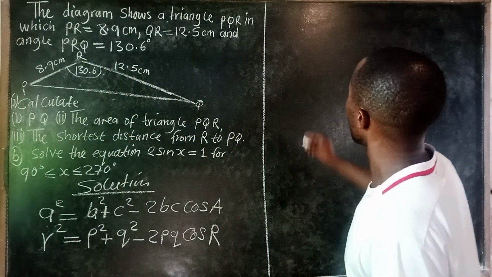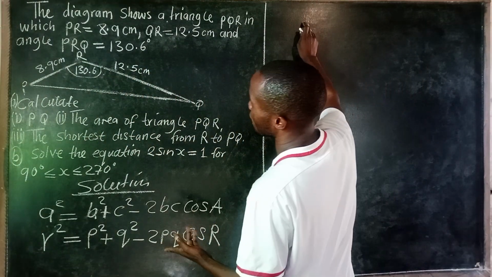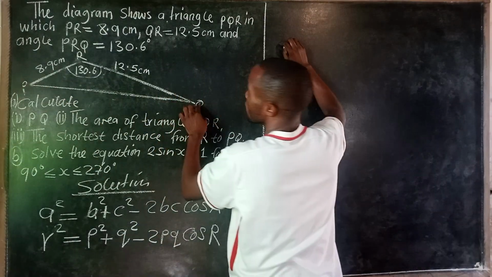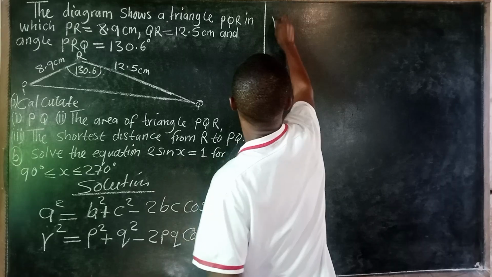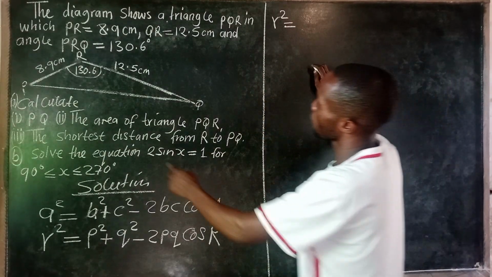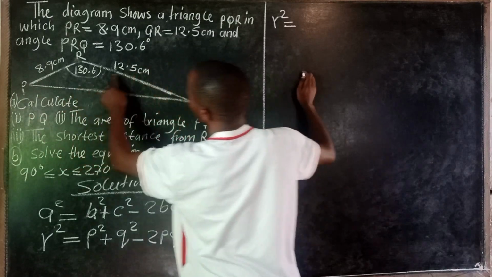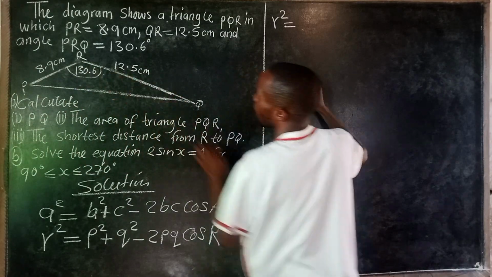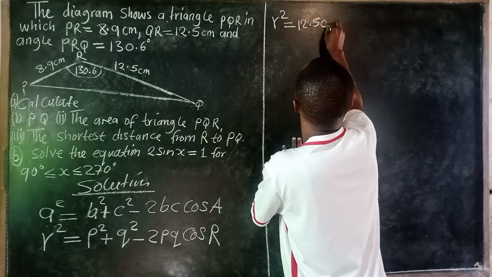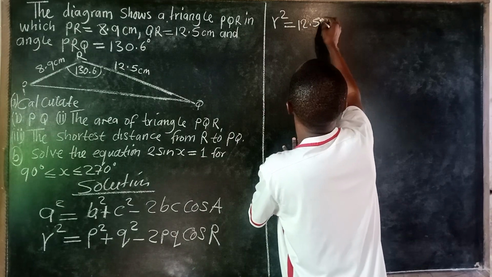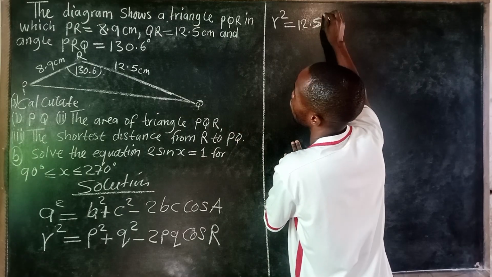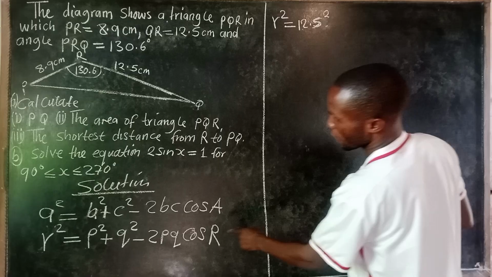So now from there, we start substituting. Do we have R? No, we don't have this side. This is the one we are looking for. So you say R squared equals, what about P? Do we have P? Where is P? P is the opposite side, this one. So P is 12.5. Not this time when you are calculating, let us not put the units. Units will come later.